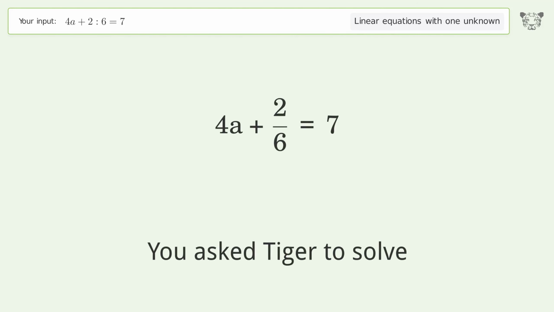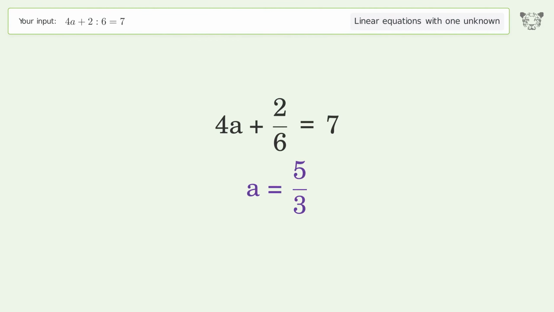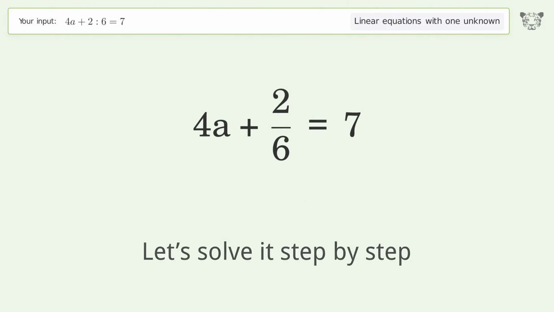You ask Tiger to solve this. It deals with linear equations with one unknown. The final result is a equals 5/3. Let's solve it step by step.